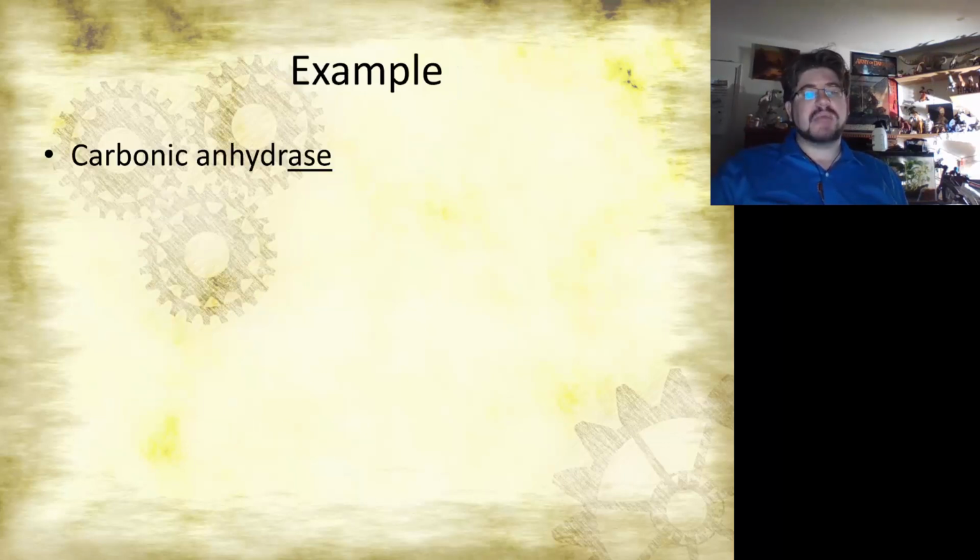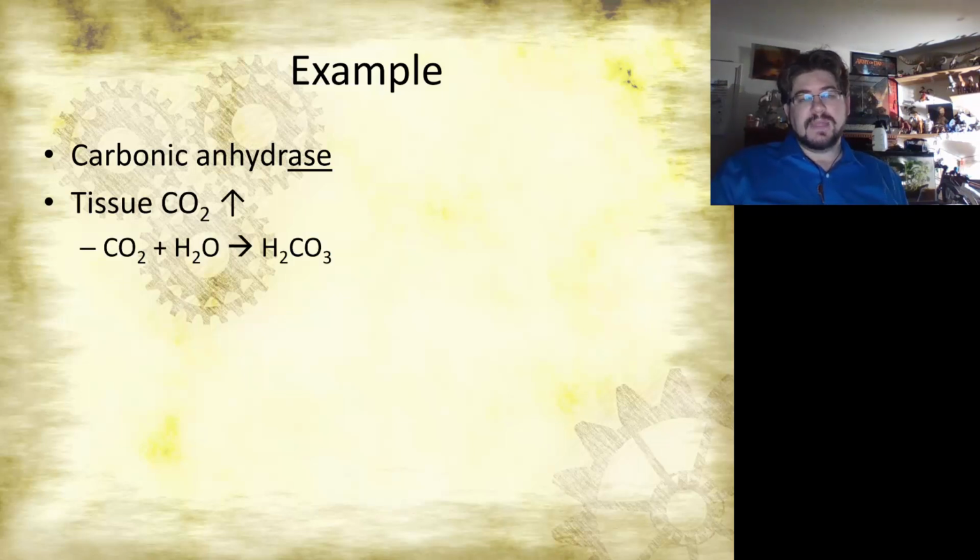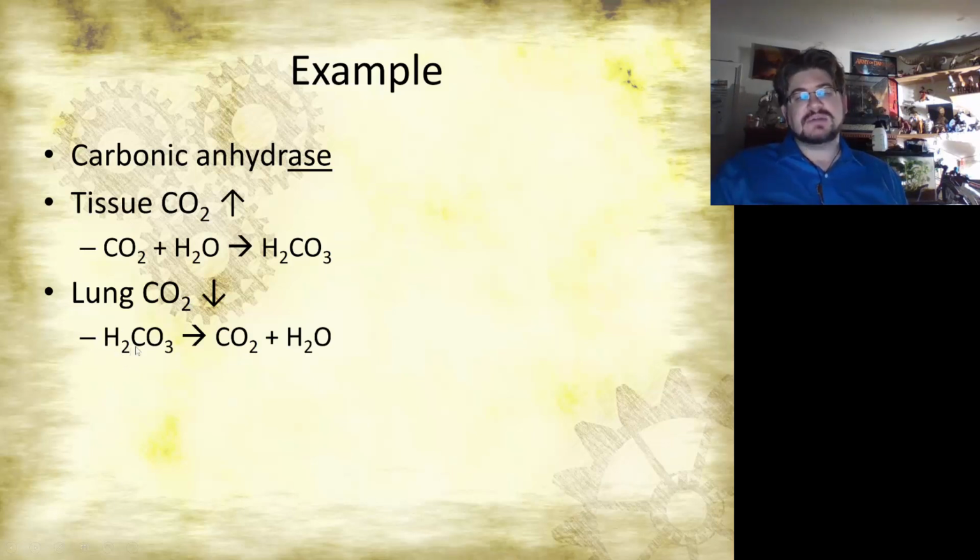Okay, hey, there it is, carbonic anhydrase. These are both ways enzyme. So when tissue CO2 gets too high, carbonic anhydrase catalyzes the reaction of carbon dioxide and water to produce carbonate, H2CO3. But when lung carbon dioxide gets too low, so H2CO3 is inert and transported in the blood, and if lung carbon dioxide gets too low, then the same carbonic anhydrase converts H2CO3 back into CO2 and water.